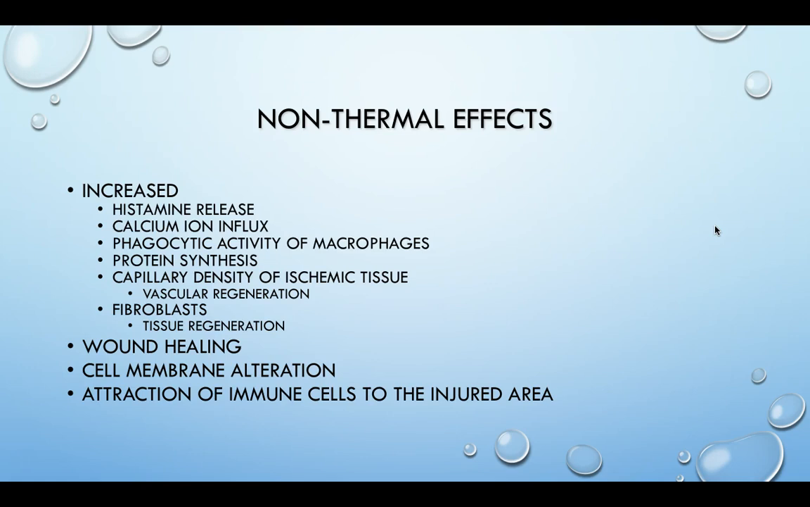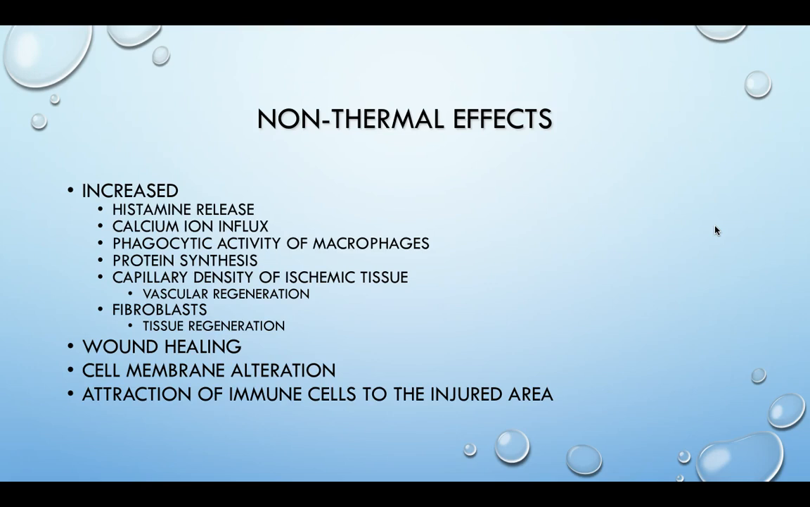So we get an increase in histamine release, an increase in the calcium ion influx, increased phagocytic activity, so the macrophages are eating up all the waste faster. Protein synthesis occurs quicker. We get increased capillary density in ischemic tissues. Remember that one of our steps in the proliferation phase was all that vascular regeneration, regrowing all those capillary buds. This helps that. This increases capillary bud growth, so vascular regeneration. We get an increase in the number of fibroblasts, which we know are needed for tissue regeneration. So we get increased tissue regeneration, which results in wound healing.